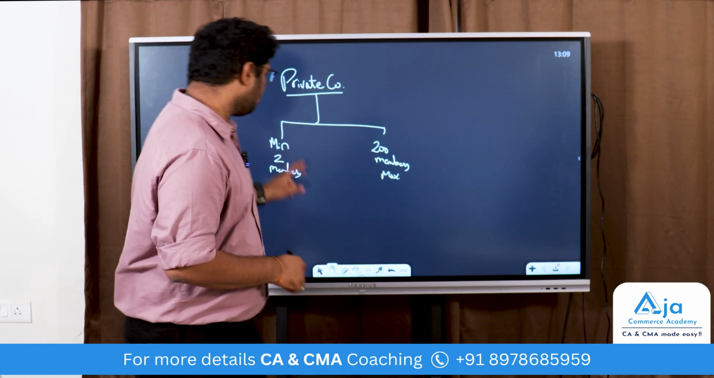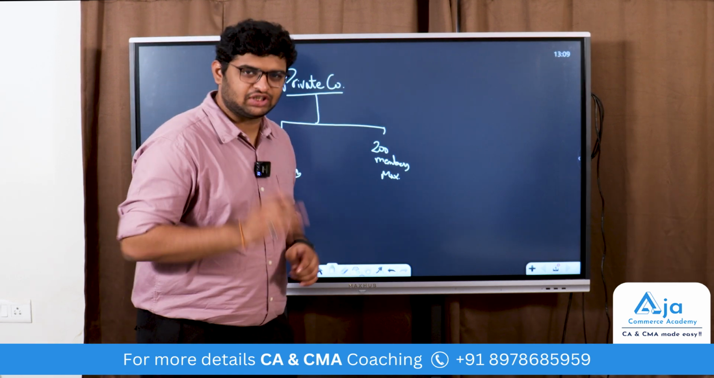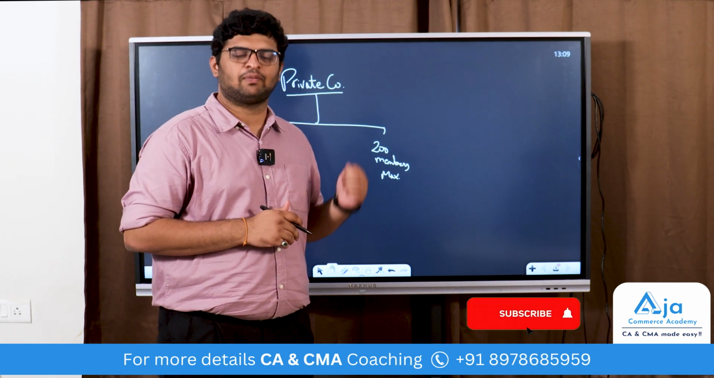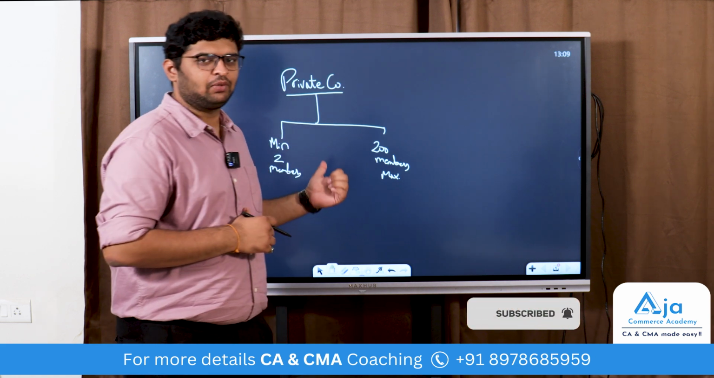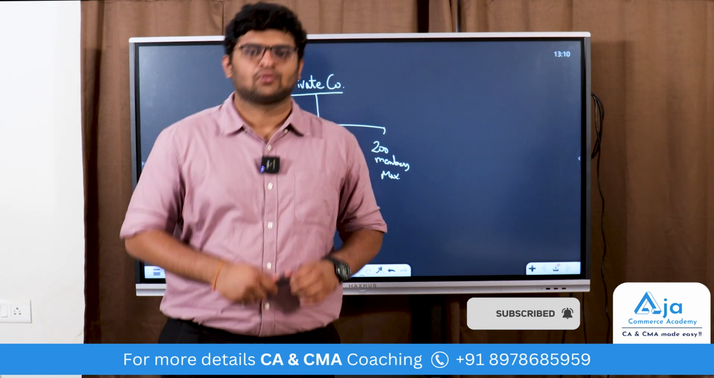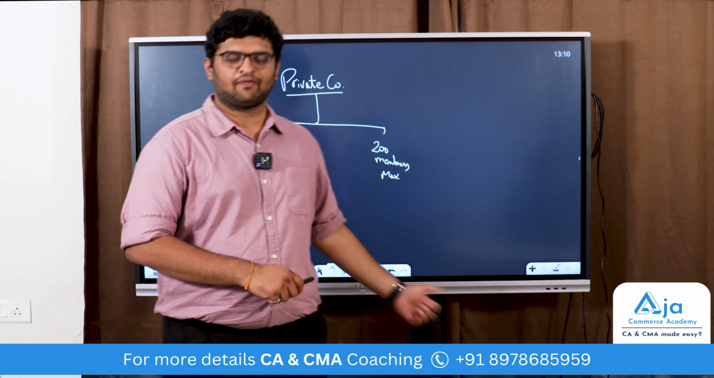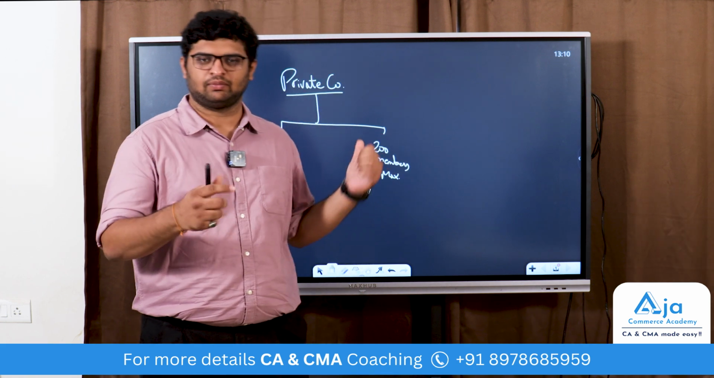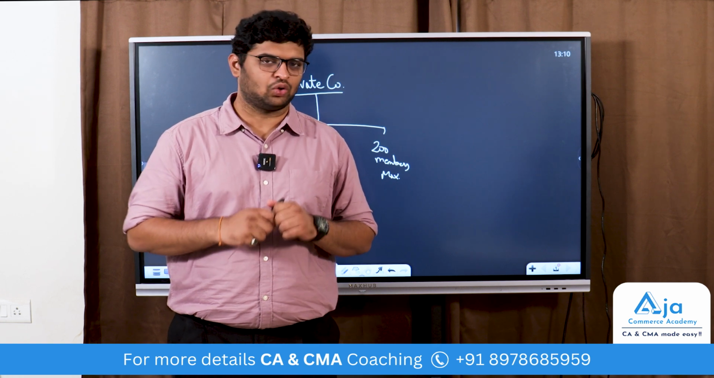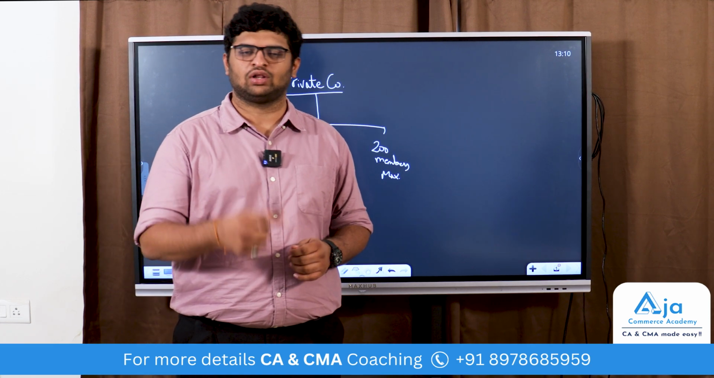What is the penalty? If the membership falls below the minimum limit and the company carries on business for 6 months, and the remaining members are aware that they have fallen below the minimum limit, then they are liable to pay all the debts of the company. The limited liability clause doesn't apply. They are fully liable to pay all the debts of the company.